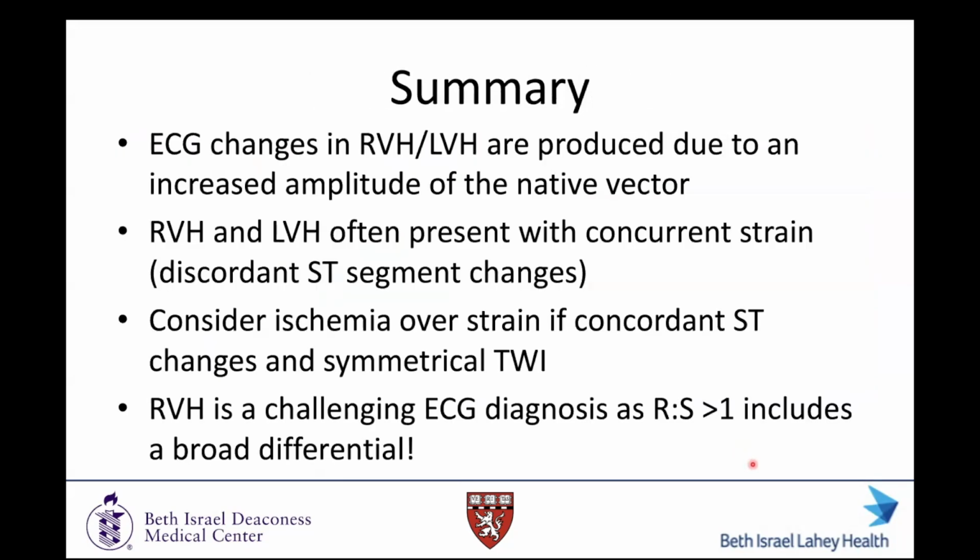So just to summarize, we covered a lot of different things today. The EKG changes that we see in RVH and LVH are produced due to an increased amplitude of the native vector. So if you remember our diagrams at the very beginning of our session, this will help you remember some of the criteria. With RVH and LVH, you can often see concurrent strain, and these are seen in the form of discordant ST changes. You should definitely consider ischemia if you're seeing concordant changes or symmetrical T wave inversions.